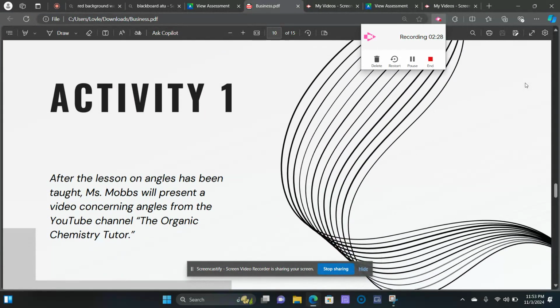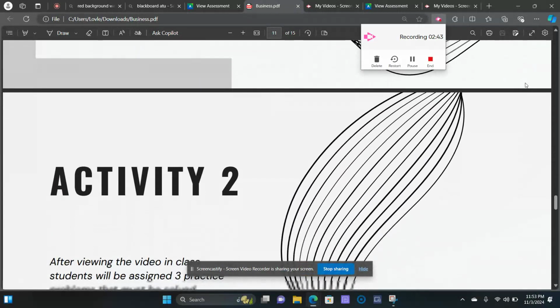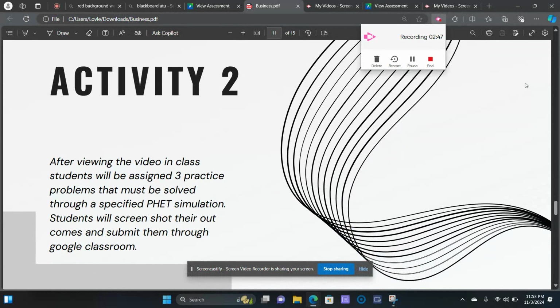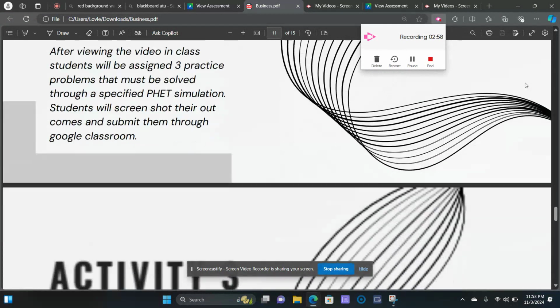Activity 1. After the lesson on angles has been taught by Ms. Mobbs, she will present a video concerning angles from the YouTube channel The Organic Chemistry Teacher as a supplementary resource to her lesson that she has just taught. After the students view the video in class, students will be assigned 3 practice problems that must be solved through a specific PhET simulation. Students will screenshot their outcomes and submit them through Google Classroom.